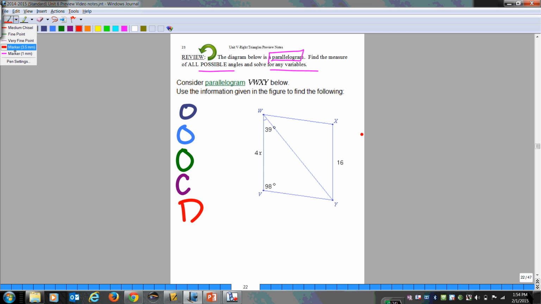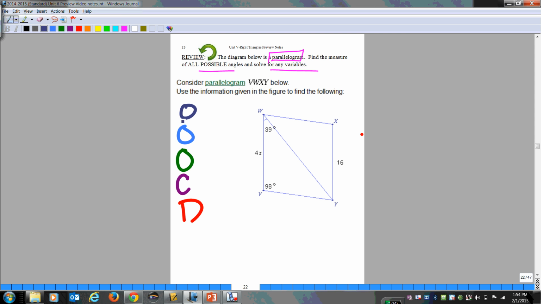So last class, we talked about the properties of parallelograms. It says the diagram below is a parallelogram. Find the measures of all possible angles and solve for any variables. Now, the minute you notice something is a parallelogram, you want to immediately think of OCD. And with that note, instantly think of that acronym and then work out on the diagram what that means.